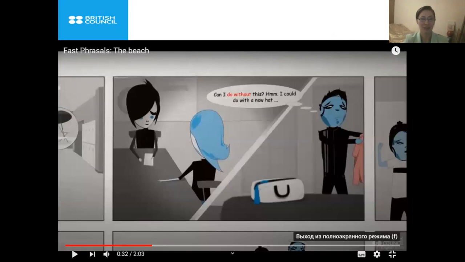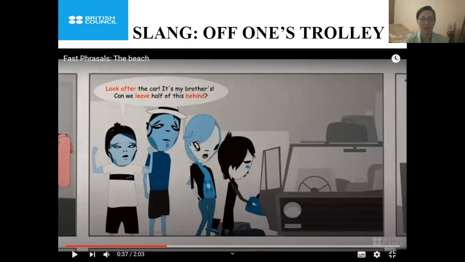It's clear, right? This person took the hat. Good. Next, look after, to take care of somebody, or leave behind, to drop something. And here we have a slang, off one's trolley. Is there any word that could be substituted by this slang? No, just in between the lines, right? When you think that somebody is a little bit silly, you may say, he's off his trolley.